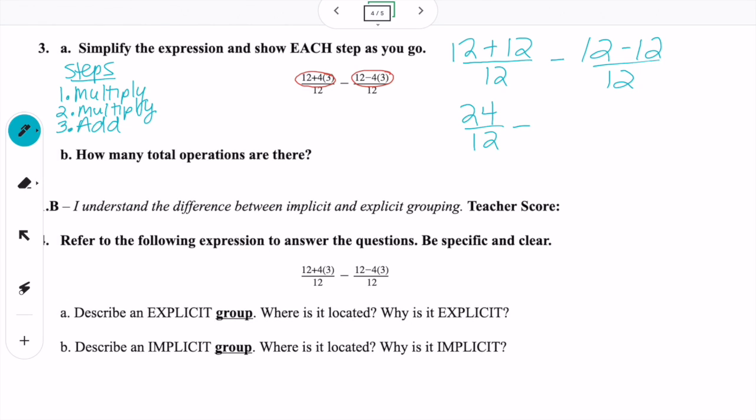We added the 12 and the 12, and then we need to simplify the other numerator. 12 minus 12 is 0. And that was a subtraction. So subtract.